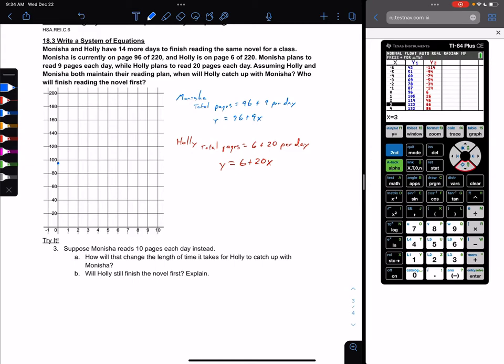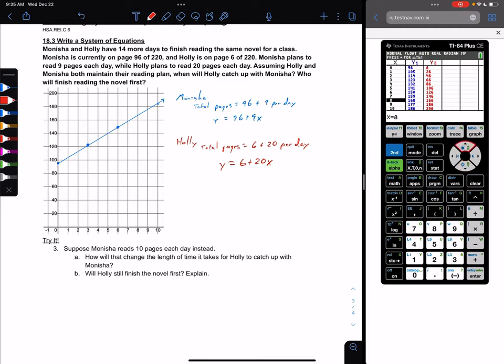So 3, 123, that would be somewhere about here. And we're doing this by hand, so don't expect perfection. 6 and 150, that's a little more user-friendly for us, so that's going to be about here. And let's get one more point. So let's say 10 and 186. So that's going to be somewhere around here. All right, so I'm going to plot those points. Now, again, this won't be perfect, but we'll work with what we have. And then I'm going to do the same thing for Holly.